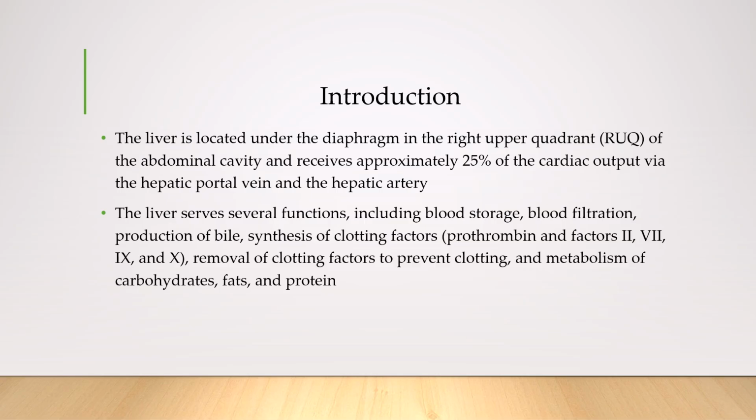So, the liver is located under the diaphragm in the right upper quadrant of the abdominal cavity, and it will receive approximately 25% of the cardiac output via the hepatic portal vein and hepatic artery. The liver will serve several functions, including blood storage, blood filtration, production of bile, synthesis of the clotting factors such as prothrombin and factors 2, 7, 9, and 10, removal of clotting factors to prevent clotting, and metabolism of carbohydrates, fats, and protein.